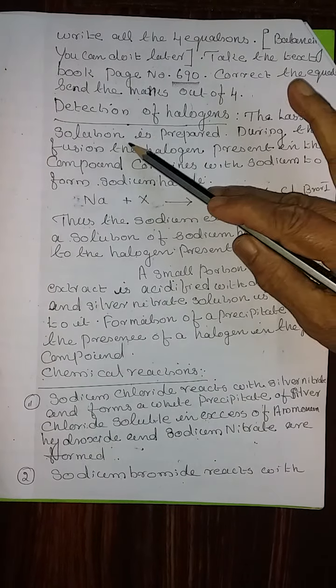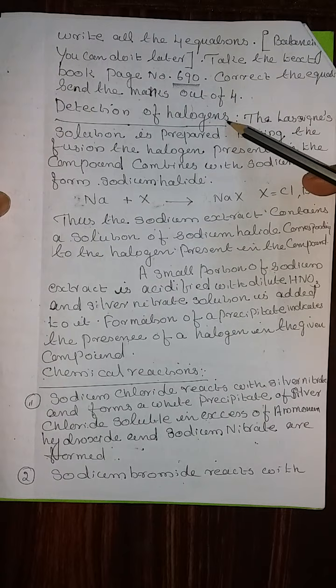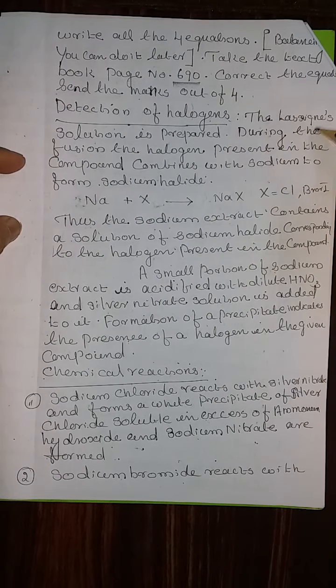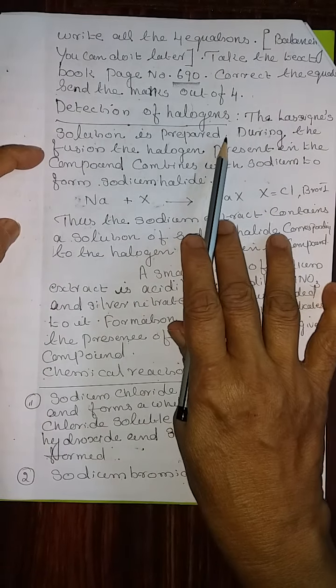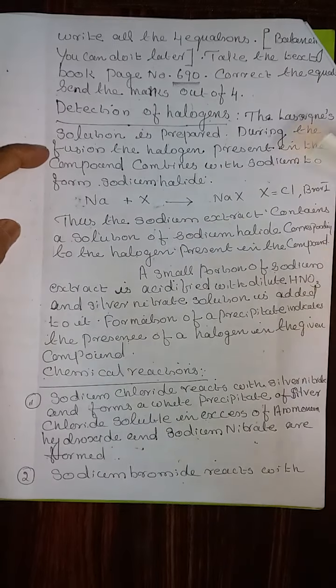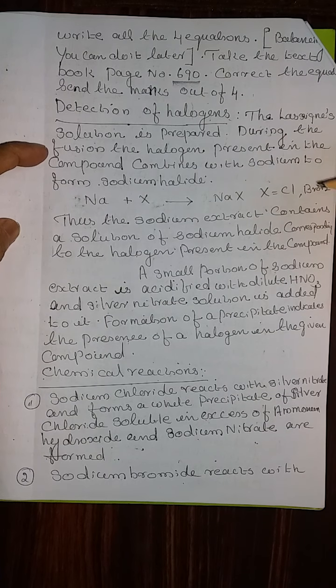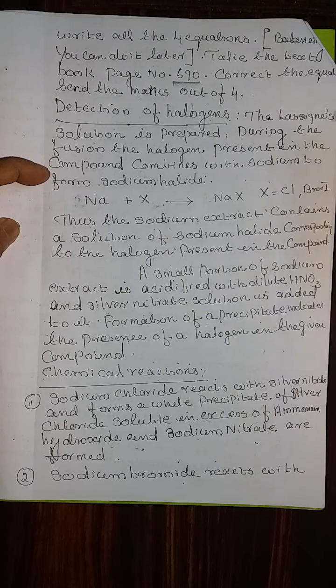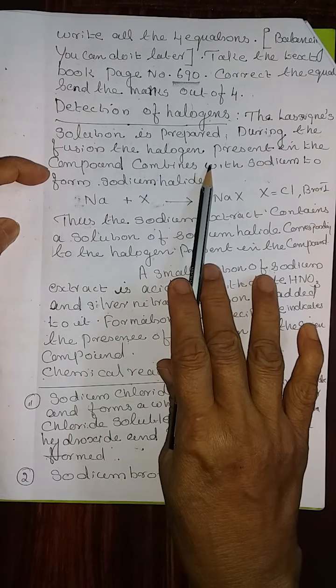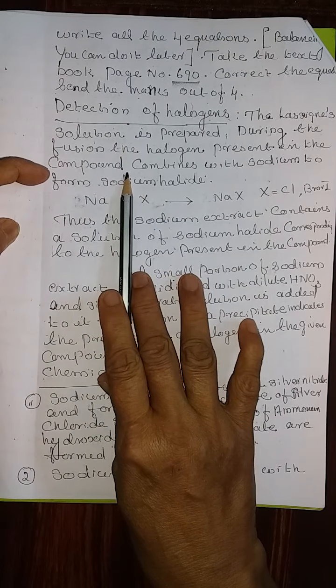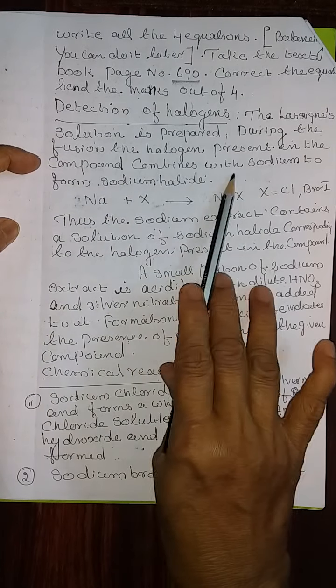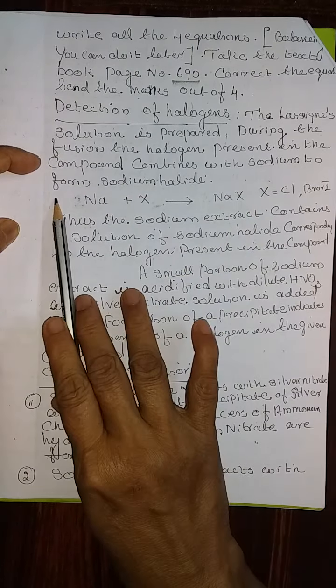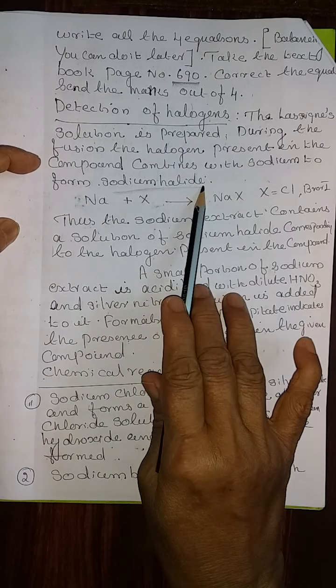Next is detection of halogens. The Lassaigne solution has to be prepared for this. First, follow the same procedure and prepare a Lassaigne solution. During the fusion, the halogen present in the compound combines with sodium and forms a sodium halide.